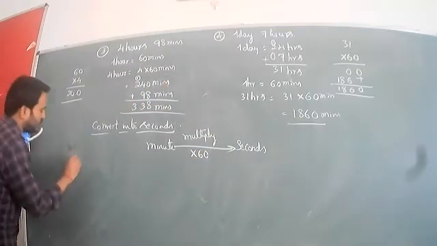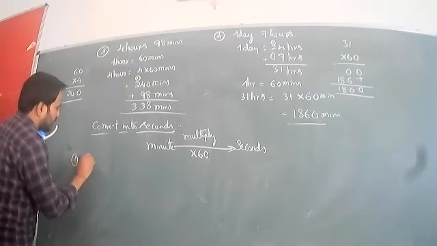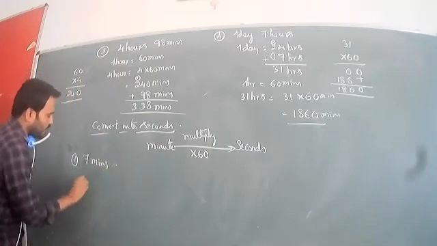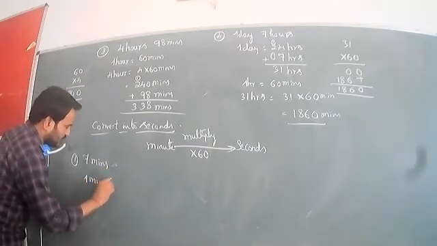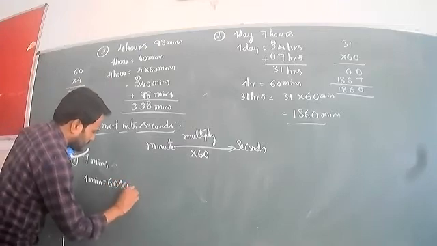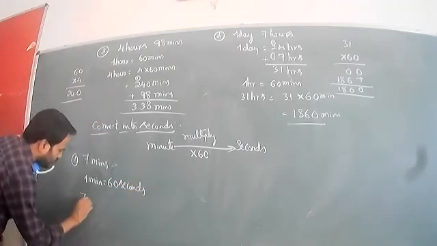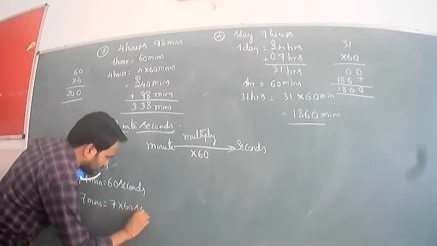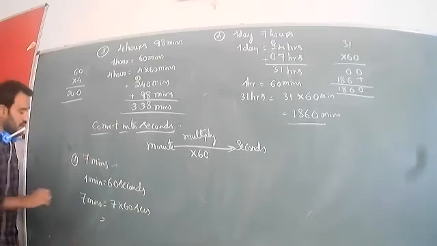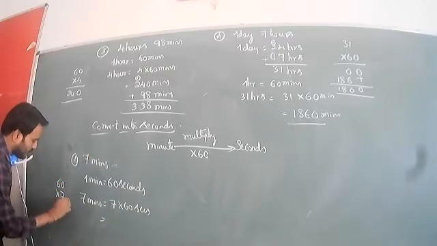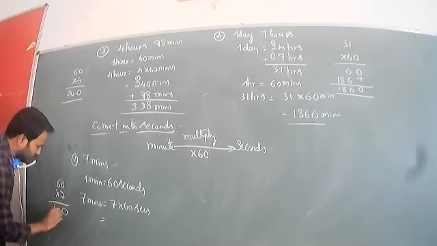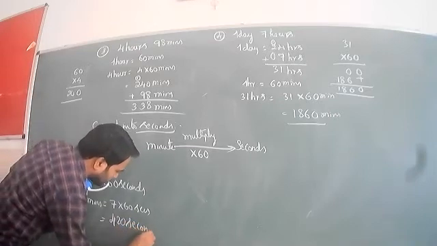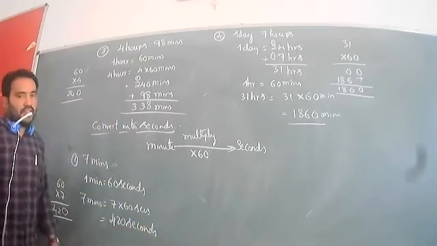Okay, now take the first question. 7 minutes. So we know that 1 minute equal to 60 seconds. We should find out 7 minutes, 7 into 60 seconds. What is 7 into 60? 60 into 7. 7 0 the 0, 7 6 of 42. The answer is 420 seconds.